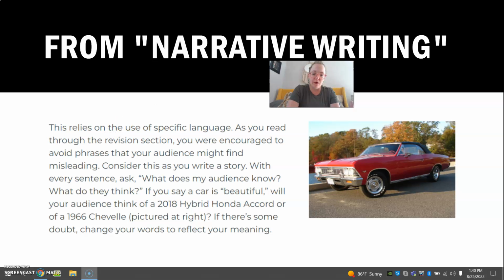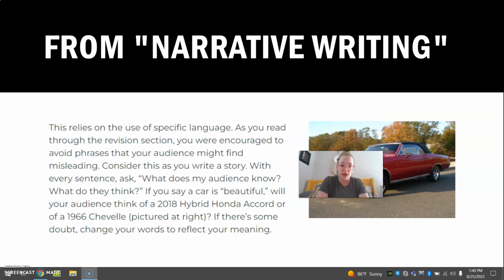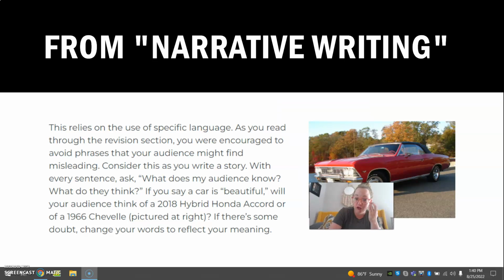This is an example from narrative writing, one of the readings for this week, and I really liked their description of considering your word choice. So that says here that narrative relies on the use of specific language. As you read through the revision section, you're encouraged to avoid phrases that your audience might find misleading. Consider this as you write a story. With every sentence, ask yourself, what does my audience know and what do they think? For example, if you say a car is beautiful, will your audience think of a 2018 Honda Accord or a 1966 Chevelle? If there's some doubt, change your words to reflect your meaning.